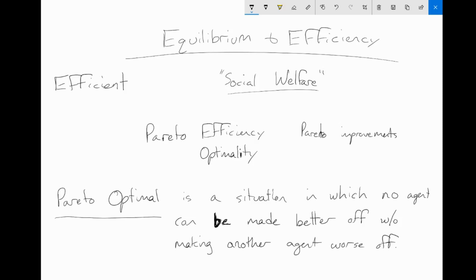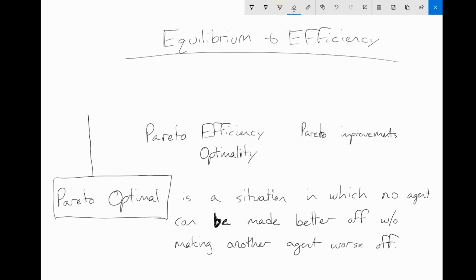Now, Pareto optimality is the economist's baseline standard for what qualifies as efficient. So from a social welfare perspective, a Pareto optimal is efficient. It's efficient because no one can be made better off without making someone else worse off. And so if we combine these two concepts, we get an economist's understanding of what would be an efficient equilibrium.